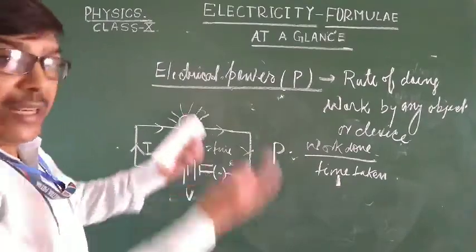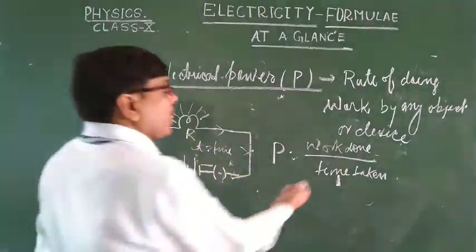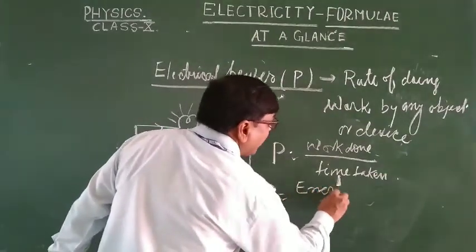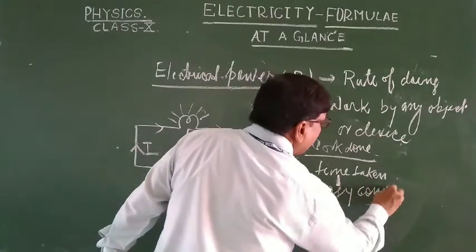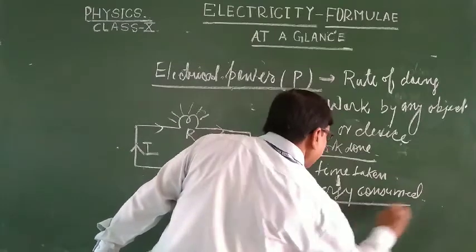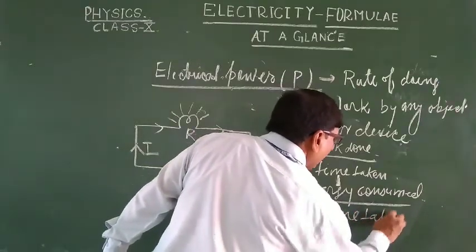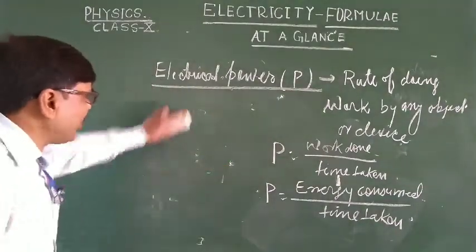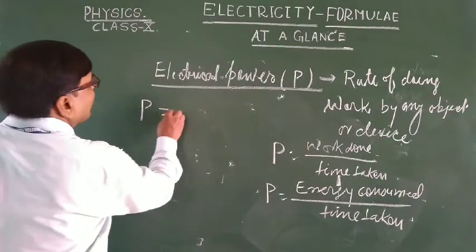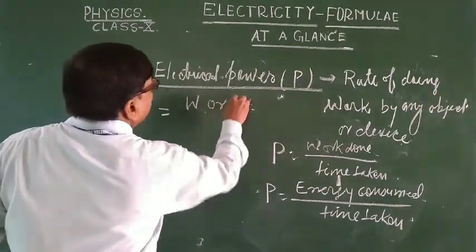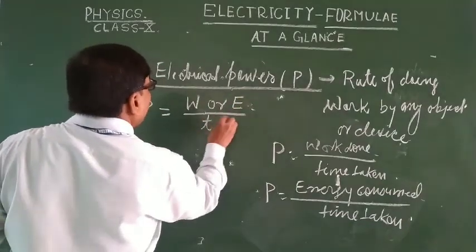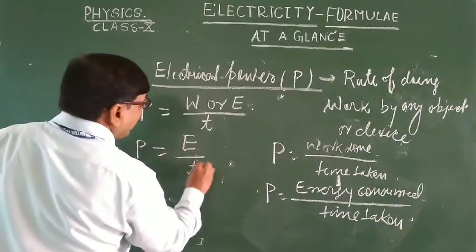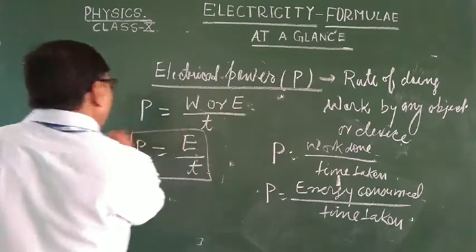Electrical energy used per unit time is power. So, electrical energy consumed and time taken. In symbolic form, P is equal to work done or energy upon time. So take this one: P is equal to E by T. This is one formula.